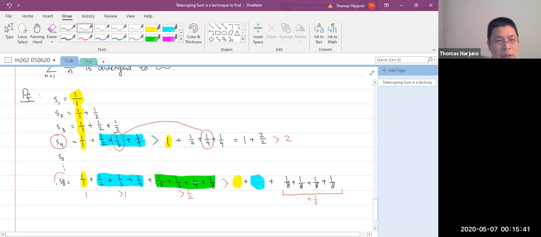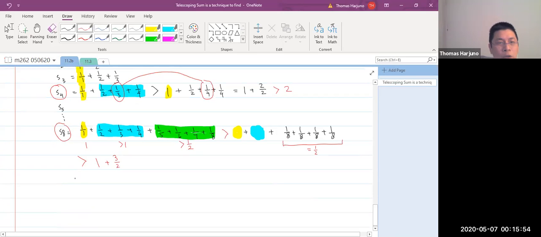And S8 later on will be greater than 1 plus 3/2. And if I continue the procedure even further, you will see S16 is greater than 1 plus 4/2.